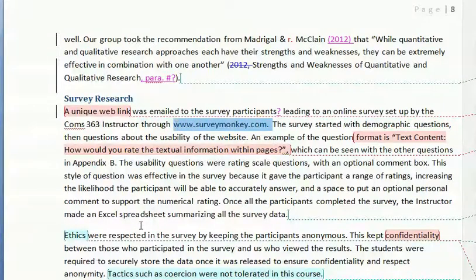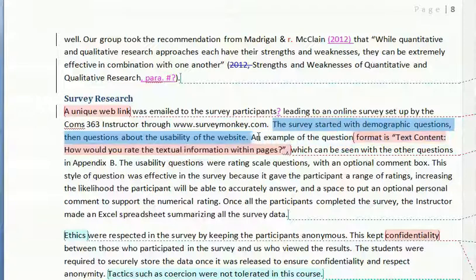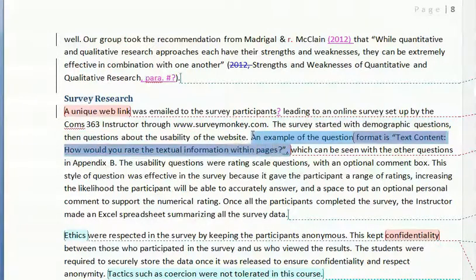And this URL is given rather than just the name of the company, which is also a little confusing. All they need to know is that it was an online survey. They don't really have to know that it was on SurveyMonkey. And this is good in terms of giving some demographics and usability. But then they give only an example of the stem of a question. They don't give any, just right away, oh, see it in Appendix B, which should be Appendix A.